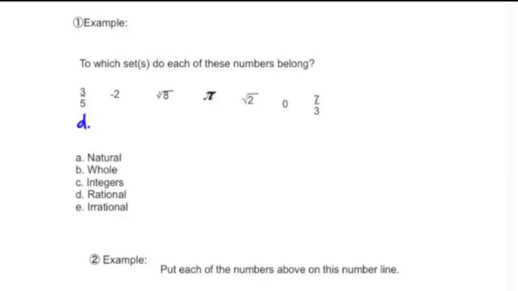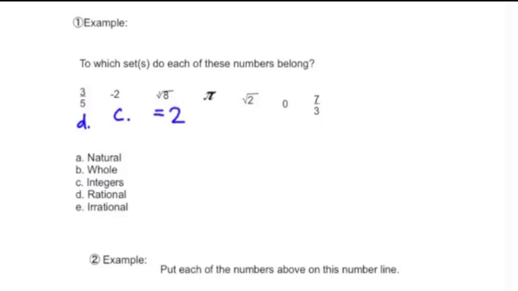Negative 2 is not a natural number because it's not one of the counting numbers. It's not a whole number because it's not a counting number or 0. But it is an integer because it's the negative counterpart of a whole number. Cube root of 8, okay, this is a good one. Cube root of 8 is asking what cubed gives me 8. And in fact, this reduces itself to be 2.